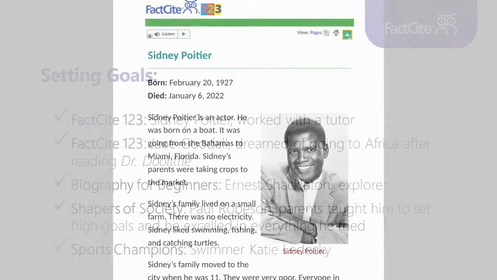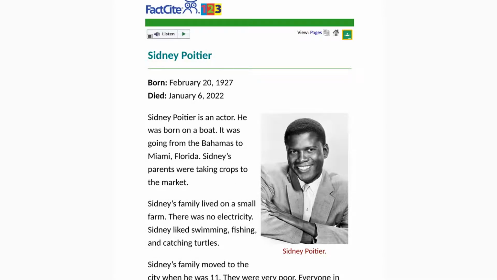In FactCite 123, we have an article on Sidney Poitier. He came to the United States from the Bahamas, and at his first audition, he was unsuccessful due to his heavy accent and difficulty reading the script. He was even mocked by the director. He set the goal of improving his pronunciation and reading, and he made a plan to accomplish that goal by getting a job as a janitor to pay for the tutor.